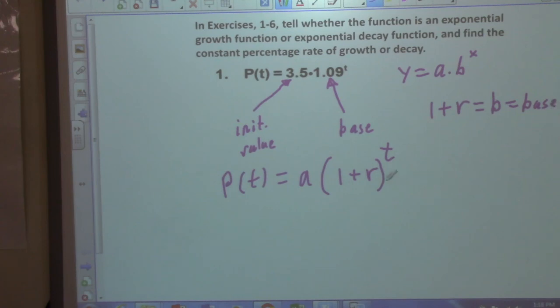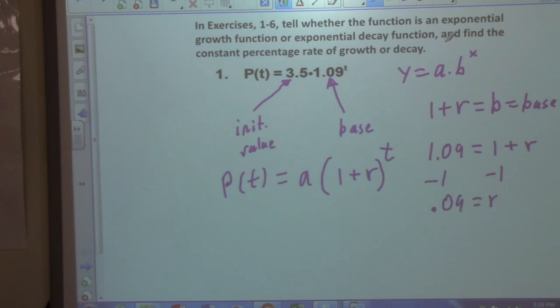In analyzing what's happening here, what is our base in this equation? It's 1.09. So 1.09 is equal to 1 plus r, right? And how do you solve for r? You just take out the 1. So 0.09 is equal to r.